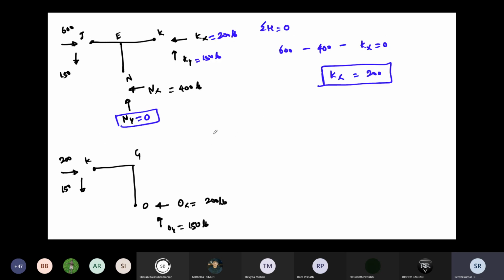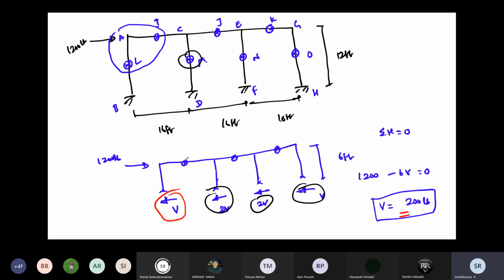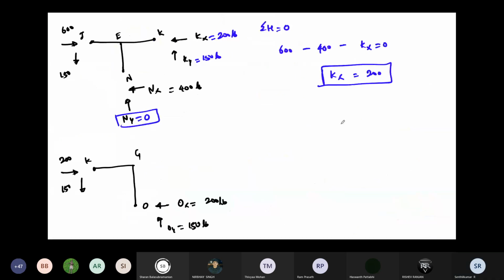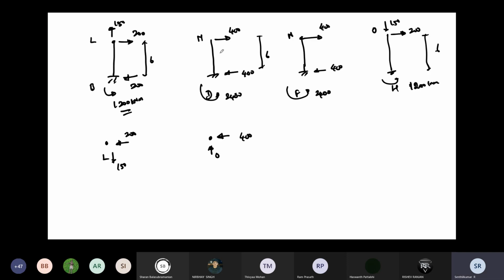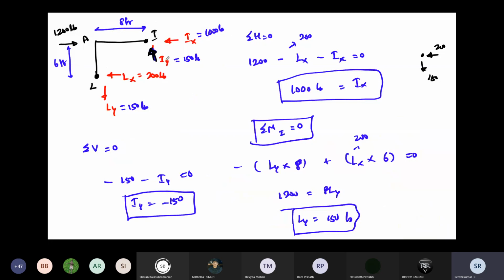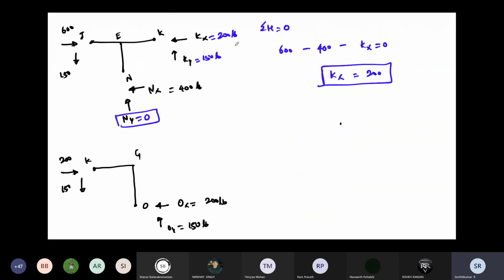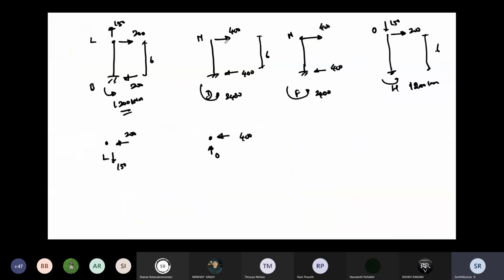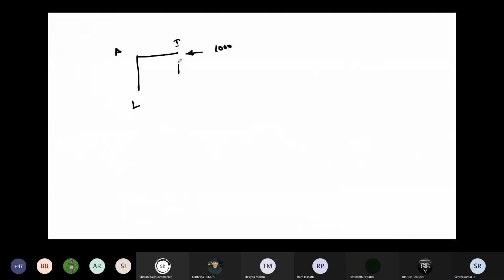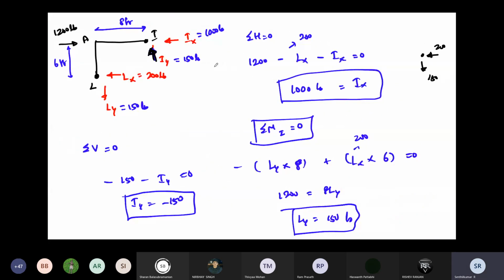So now I want to find out the beam bending moment diagram. Just a beam segment only I have to find out, at this junction. I just want to know what my bending moment diagram is. How will you find out? I know what the IX value is, right? IX is here 1000. IY is 150.